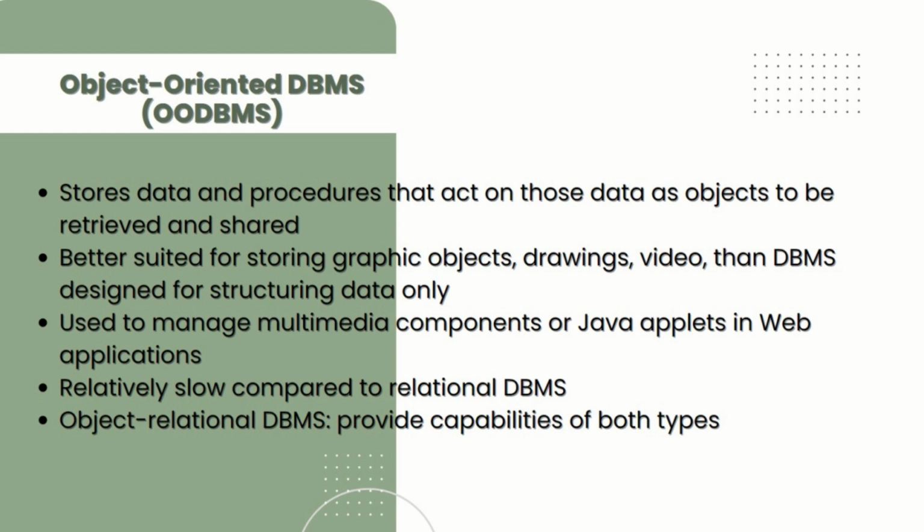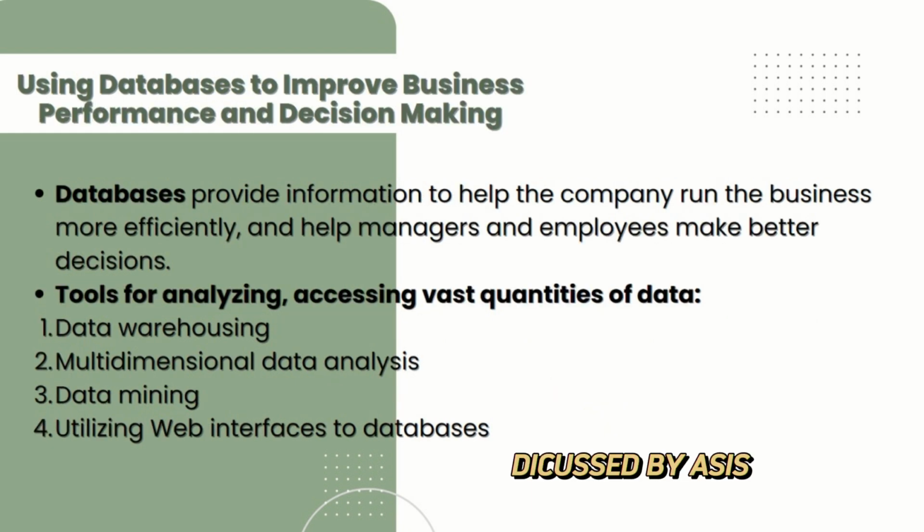Object-oriented database management systems are a type of database management system that extends the capabilities of traditional relational databases by incorporating object-oriented concepts. Using databases to improve business performance and decision making. Databases provide information to help the company run the business more effectively and help managers and employees make better decisions. Tools for analyzing and accessing vast quantities of data.